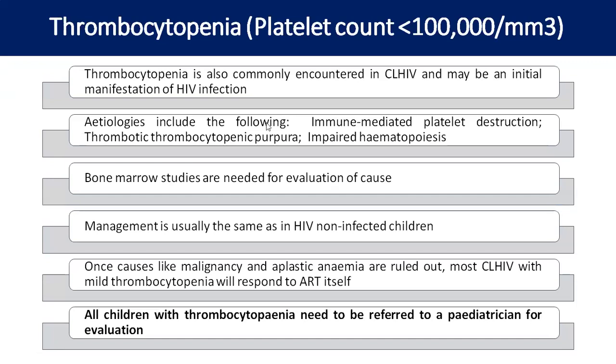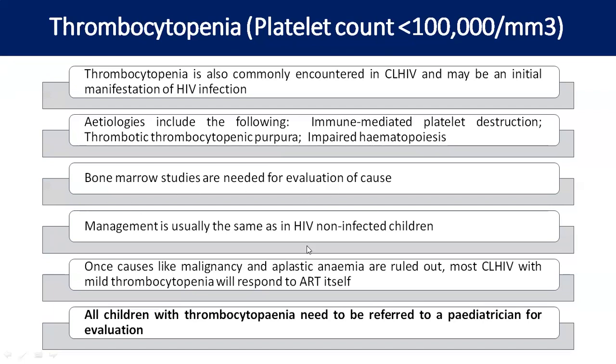The next hematological complication is thrombocytopenia, which means a platelet count of less than 1 lakh. Thrombocytopenia is also commonly encountered in these patients and may be the initial manifestation of the HIV infection per se. So the virus itself can lead to thrombocytopenia. Other etiologies are immune-mediated platelet destruction, thrombotic thrombocytopenic purpura, or impaired hematopoiesis. Marrow studies are needed for evaluation of the cause.